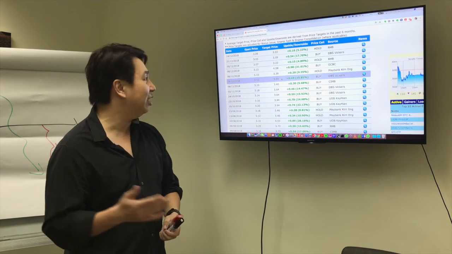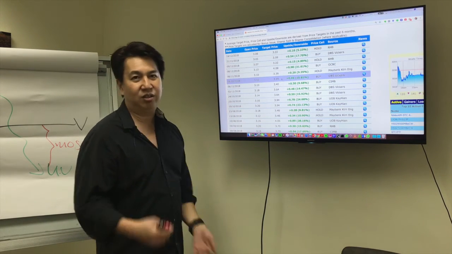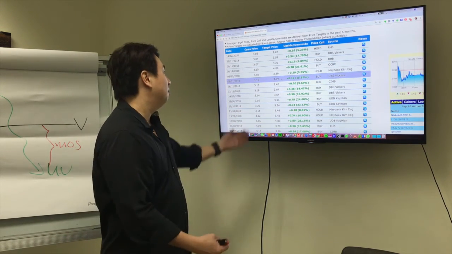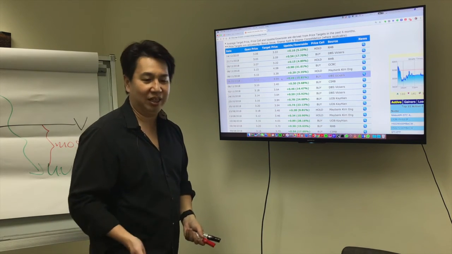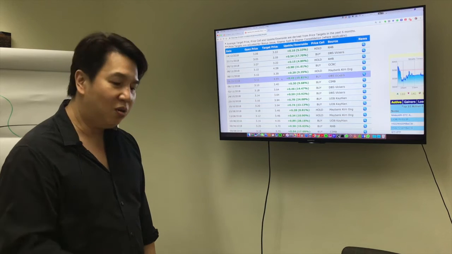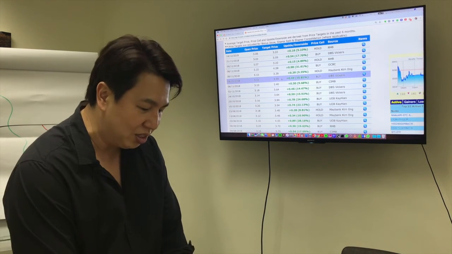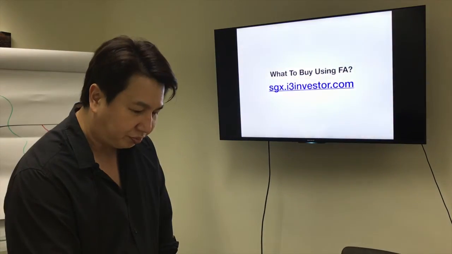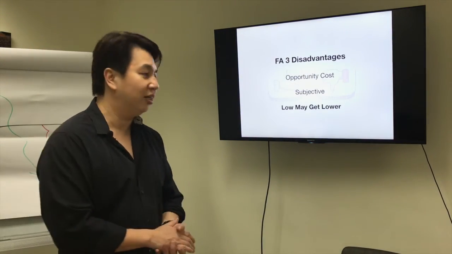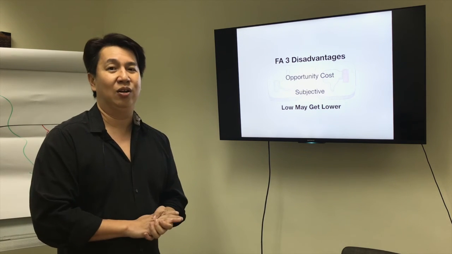And sometimes you think that the price can go low. There's an example: from 320 it went to 312. You thought it would go lower, so you could buy already. But 312 can go to 310, even 305, like right now. Now the price is even lower. So low can get lower also. So these are some of the challenges with this method. The opportunity cost is subjective, and sometimes low can get lower.